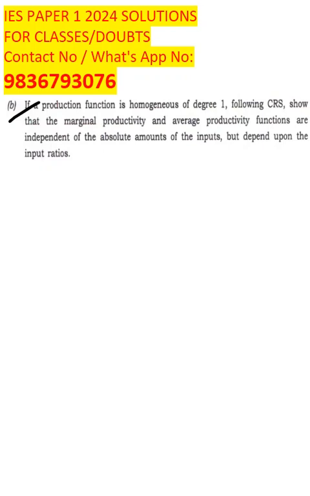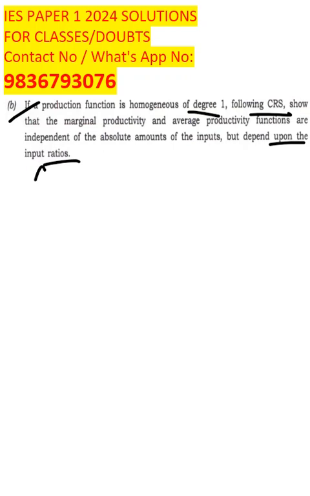So here it's been given that the production function is homogeneous of degree 1, following CRS. Show that the marginal productivity and average productivity functions are independent of the absolute amount of the input, but depend on the input ratio. Okay. So now, what does a homogeneous production function of degree 1 mean?